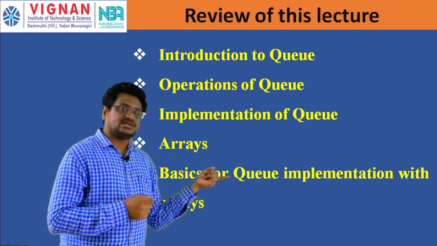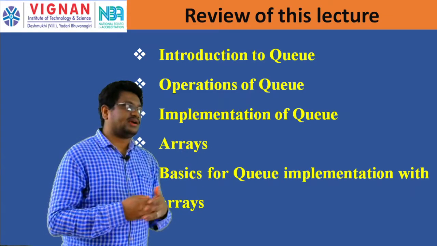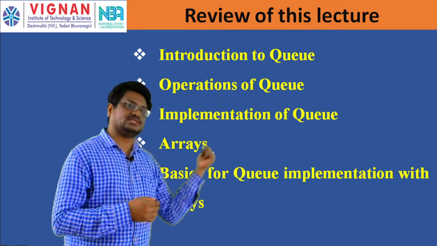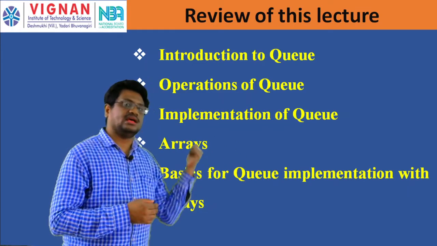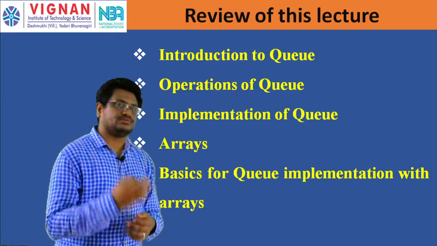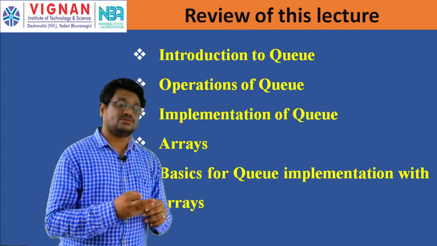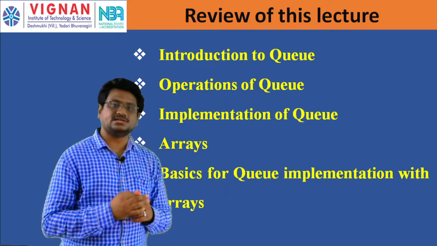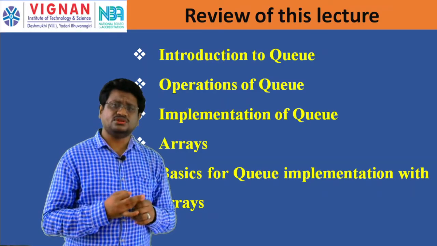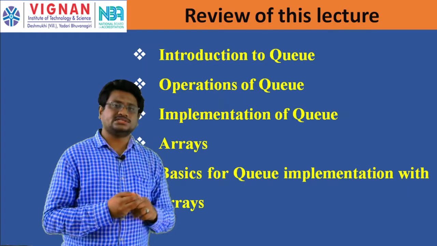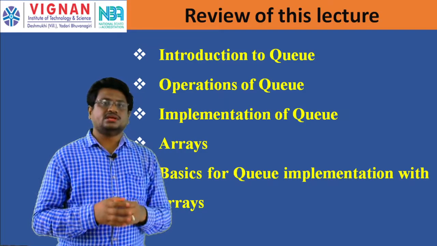For implementation, what extra have I added? Instead of using just these three operations, I have used three variables. What are those? One is front, the second one is rear, the third one is max. Max represents the size of the queue. Rear represents where the element should be inserted. Front represents where the element should be deleted.